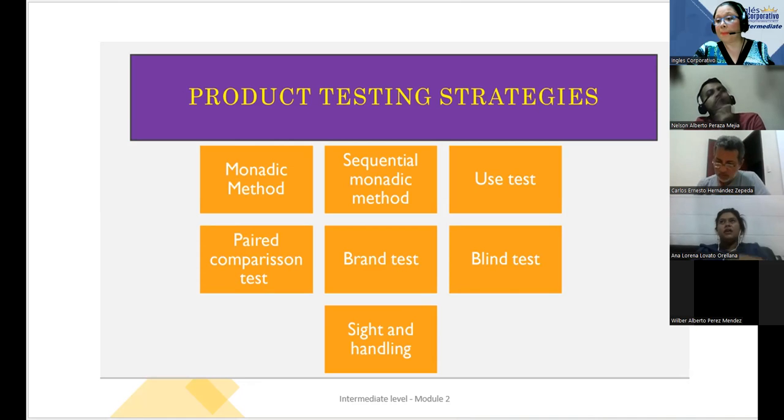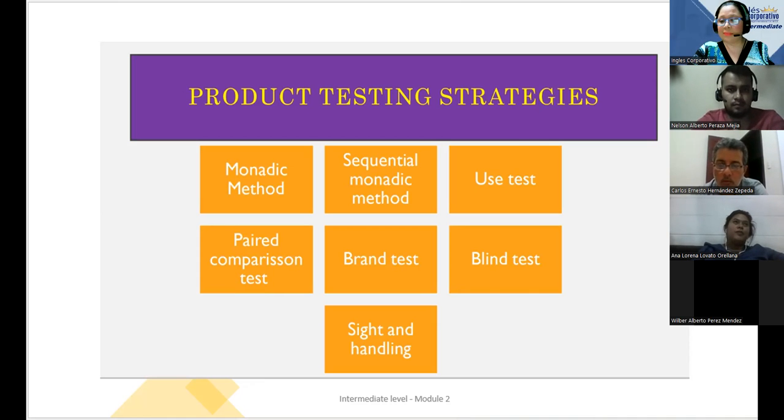In my case, I worked in a beer company. Okay. And they made a focus group, they say. Mm-hmm. In this case, compare three different beers to choose one for the lanzamiento. Launching. Mm-hmm. Okay, good.